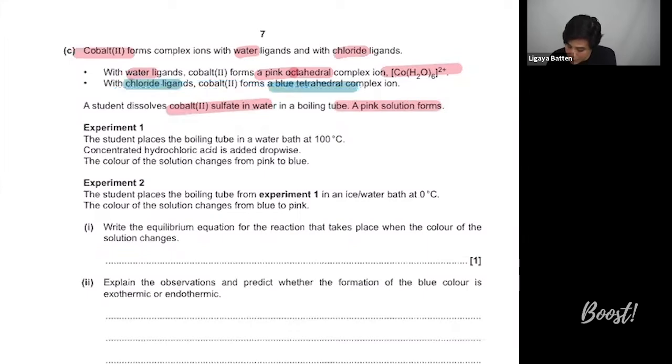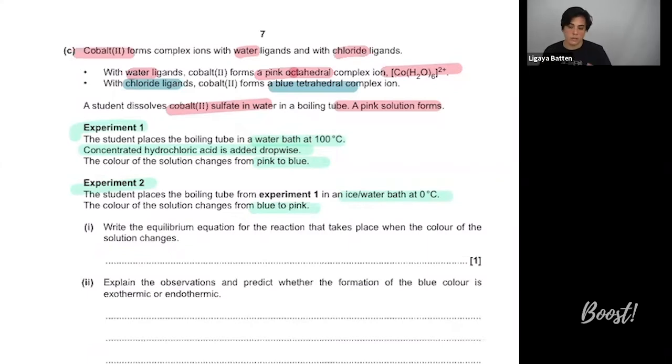Okay, so experiment 1, the student places the boiling tube in a water bath at 100 degrees. Concentrated hydrochloric acid is added dropwise, and the color of the solution changes from pink to blue. Okay, in experiment 2, the student places the boiling tube from experiment 1 into an ice water bath at 0 degrees centigrade, and the color of the solution changes from blue to pink.